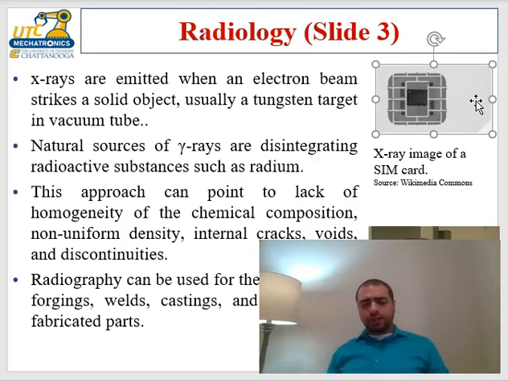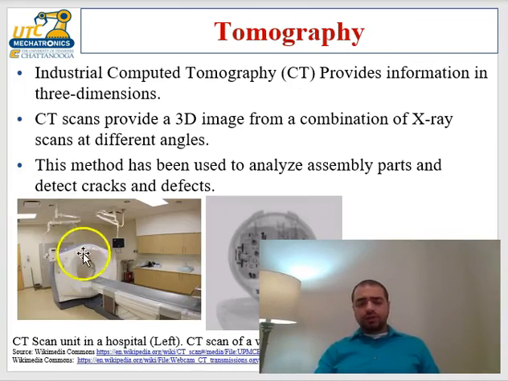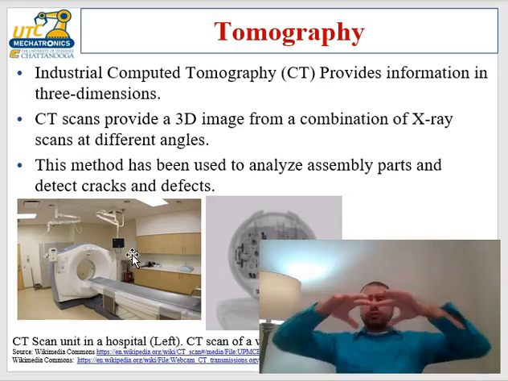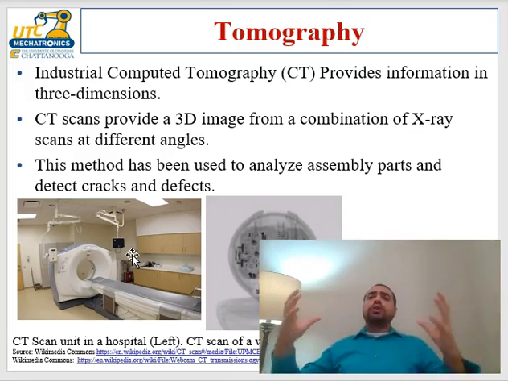Radiography can be used for the evaluation of forgings, of course welds, a very common application, castings, and non-metallic fabricated parts. Then tomography. Tomography, like for instance a CT scan unit in a hospital. In this approach, hundreds of images are taken from different angles. It takes hundreds of images, and then it constructs the 3D model.